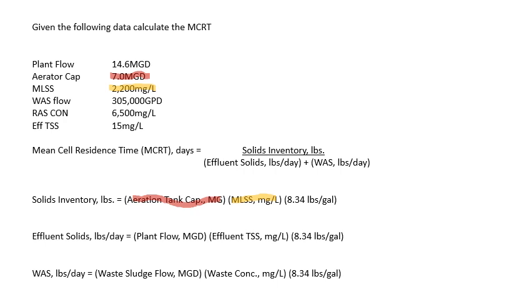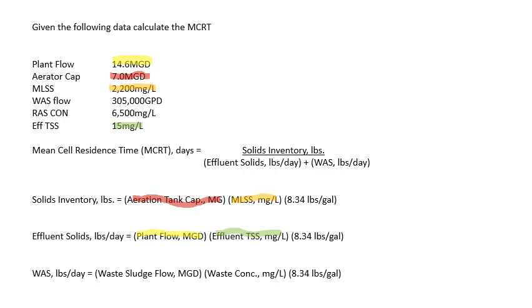The effluent solids, pounds per day. First, you're looking for your plant flow, in million gallons a day. Our plant flow is 14.6 million gallons a day. Next, you are looking for your effluent TSS in milligrams per liter. Your effluent TSS is 15 milligrams per liter, times your 8.34 pounds per gallon. So there's your effluent solids pounds per day formula.